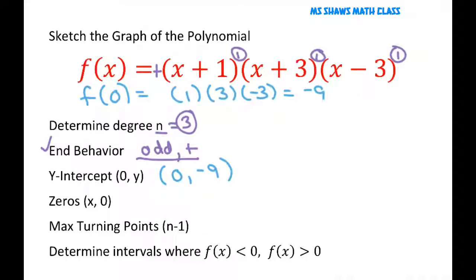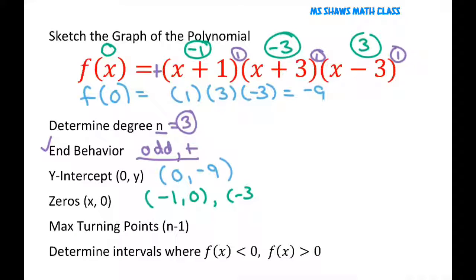And our zeros are when y is 0. So that would be negative 1 here, negative 3 here, and 3 here. So let's write our zeros as (-1, 0), (-3, 0), and (3, 0). They all have multiplicity of 1, this number here. That means they can cross the x-axis. Our maximum turning point is n minus 1. Our n is 3, so that's 3 minus 1 equals 2.